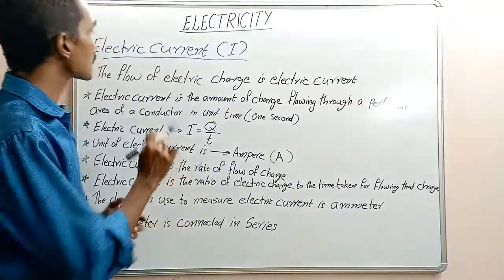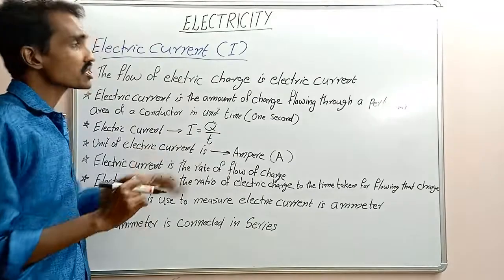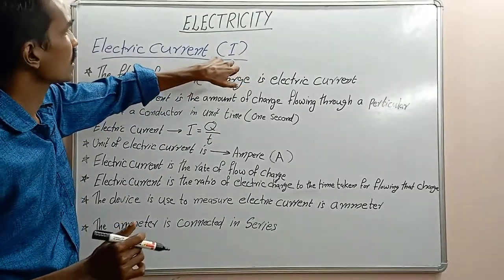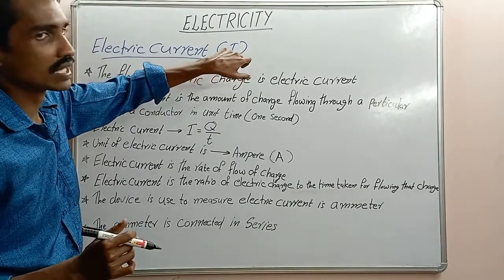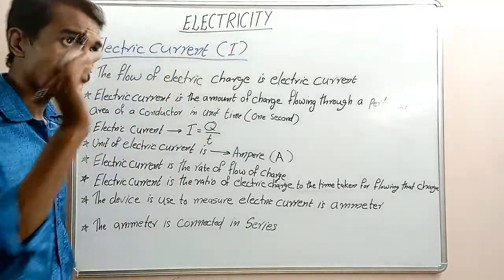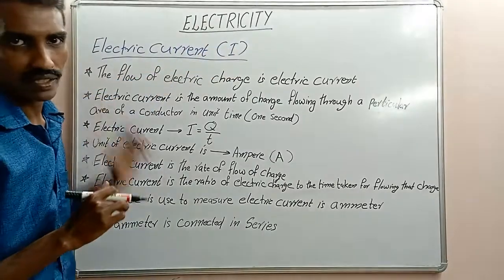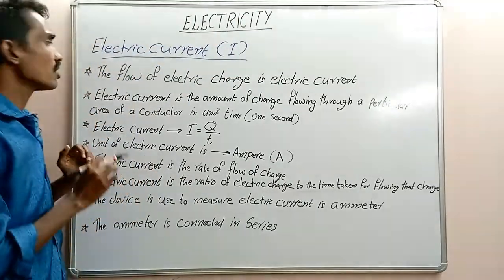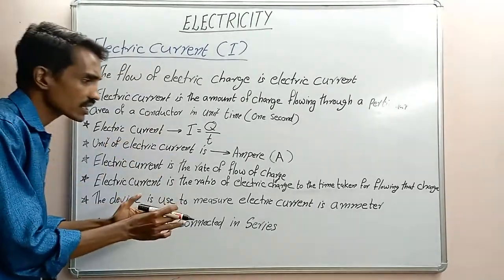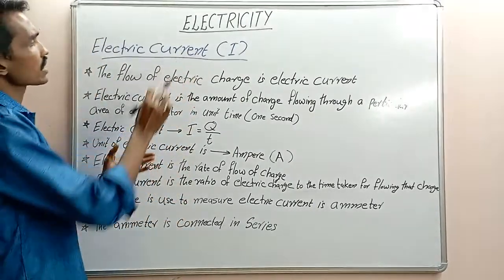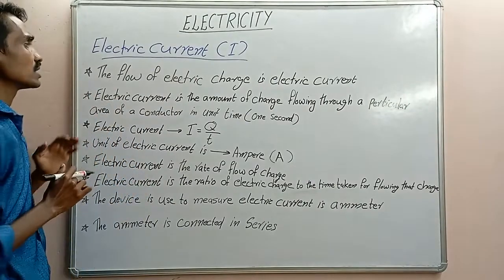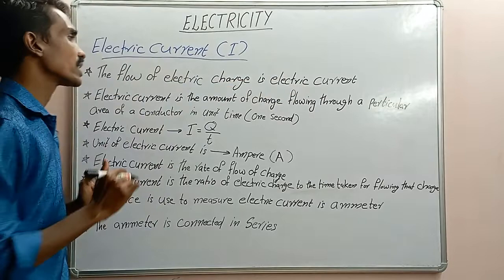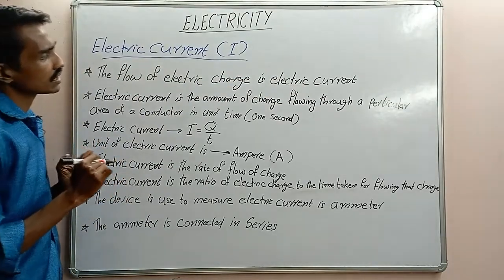Next is electric current, or intensity of electric current. We represent it with the symbol capital letter I. So I is used for electric current. What are the parameters we studied in this chapter in the case of electric current? First, the flow of electric charge is electric current.